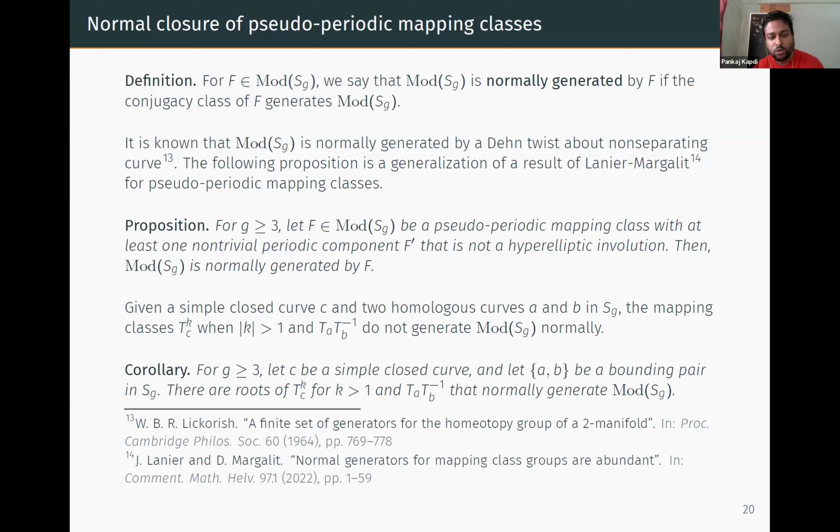We constructed those roots using periodic maps, and those periodic maps are not hyperelliptic involutions. So our previous proposition gave us this result, that there are roots of bounding pair maps and powers of Dehn twists which normally generate the mapping class group.